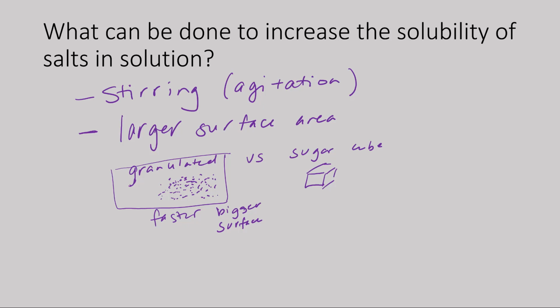And if you were to add up all the outside pieces of all the particles and compare it to just the outside surface area of the sugar cube, you would have more surface area here. And that's what we mean by bigger surface area. There's more sugar molecules accessible in this one than there is in that one. All right. And then the last thing is temperature. If we make the water hot, we can dissolve more.